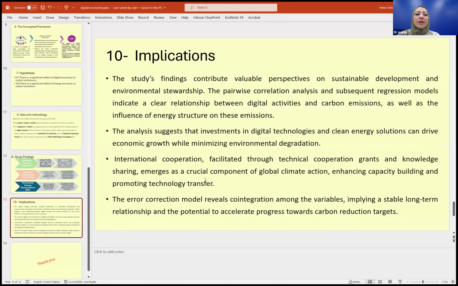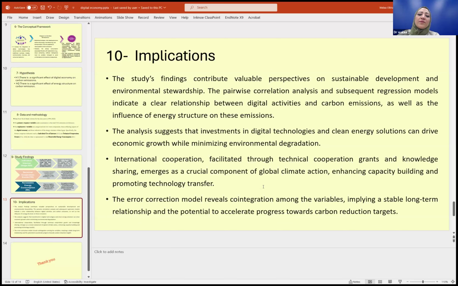And last, the implications. The study's findings contribute valuable perspective on sustainable development and environmental stewardship. The pairwise correlation analysis and subsequent regression models indicate a clear relationship between digital activities and carbon emissions, as well as the influence of energy structure on these emissions. The analysis suggests that investment in digital technologies and clean energy solutions can drive economic growth while minimizing environmental degradation.